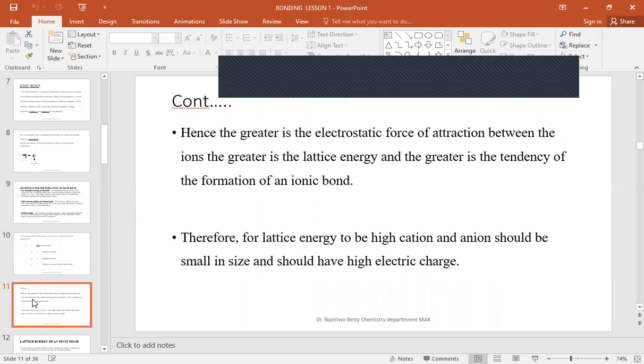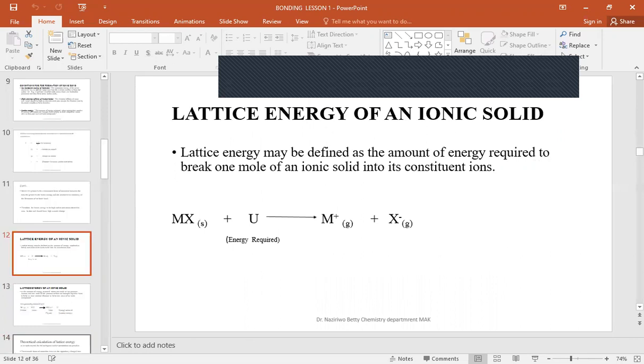Therefore, for the lattice energy to be high, cation and anion should have a small size, as said earlier, and should have a high electric charge. Lattice energy can also be defined as the amount of energy required to break 1 mole of an ionic solid into its constituent ions. So to break this electrostatic force of attraction between the two ions, we need lattice energy, which breaks them into their constituent gaseous ions, the positive and the negative.